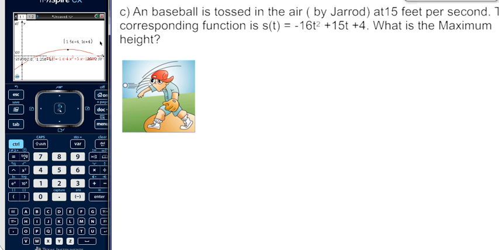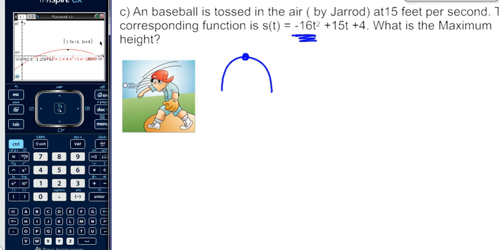Okay, so we've got a baseball tossed into the air at 15 feet per second. We're given the corresponding function of motion, and we want to know what's the maximum height the baseball reaches. So again, a is negative. You can see our coefficient of t squared is negative. So we know this parabola is going to be opening downwards. We know that the vertex is going to give us a maximum.